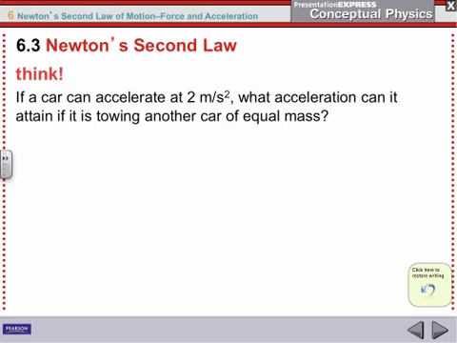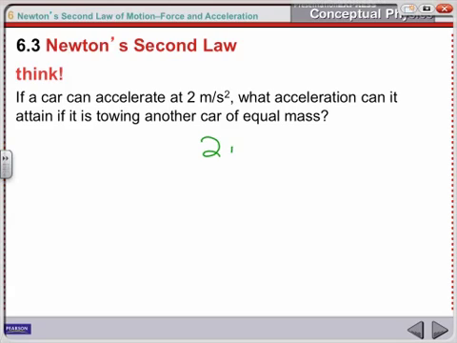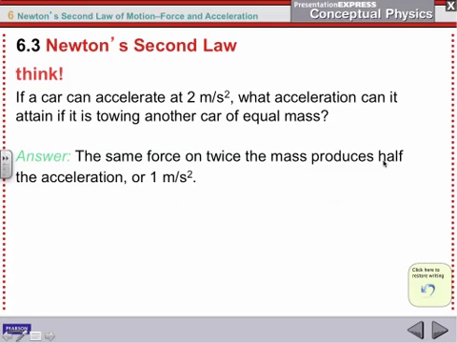All right, so let's do this problem. If a car can accelerate at 2 meters per second squared, what acceleration can it attain if it's towing another car of equal mass? So what we have done was we have doubled the mass. So if we've doubled the mass, obviously we're not going to accelerate near as much. So our acceleration is going to be half as much. So it went from 2 meters per second squared down to 1 meter per second squared, if I am applying the same force on that.